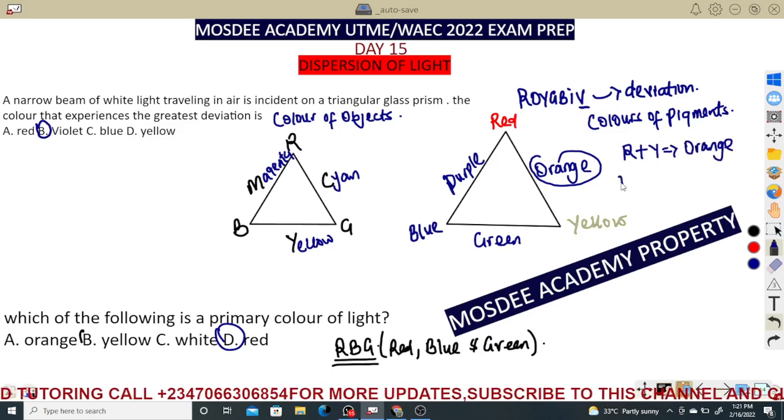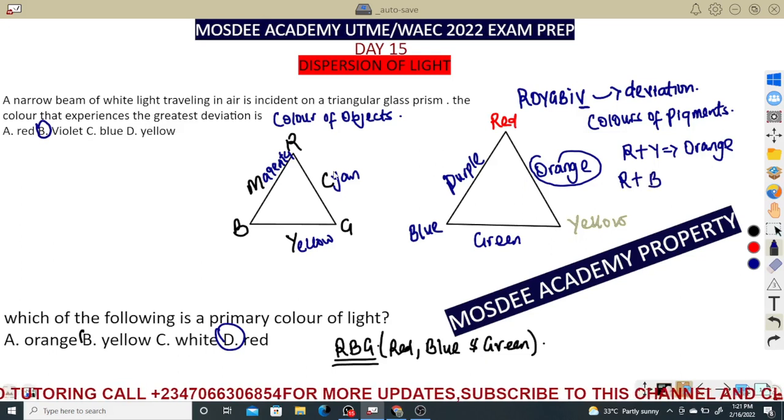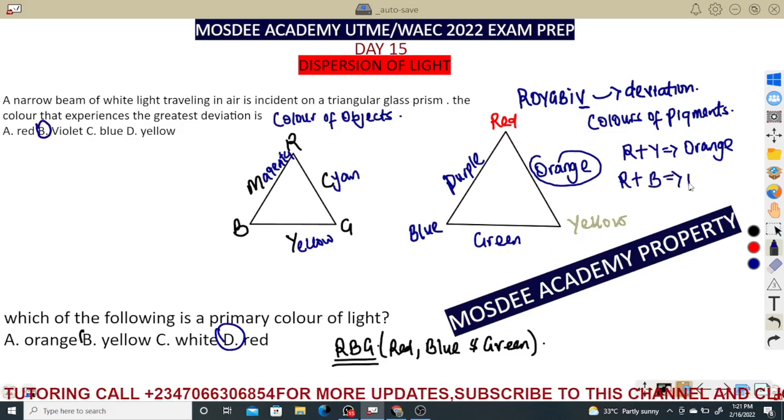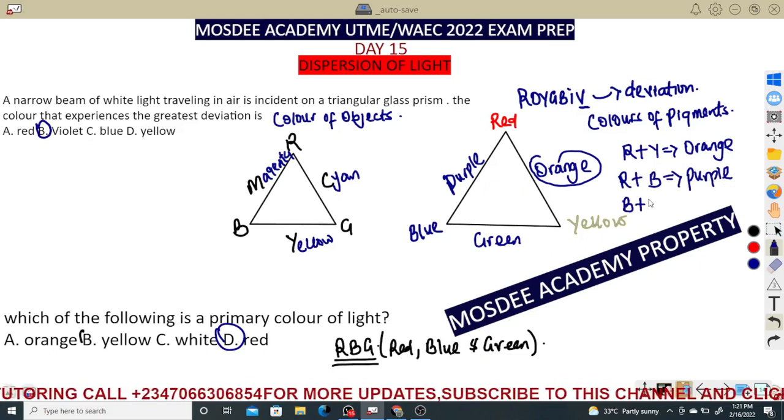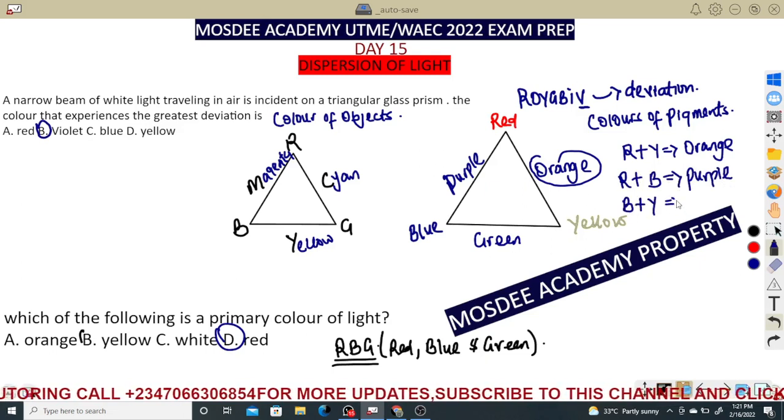Red plus blue over refractive index of water. Red plus blue is magenta, which is also purple. From glass to, you can say that of glass. I told you. Then blue plus yellow is what? Is green. I hope students are getting this.